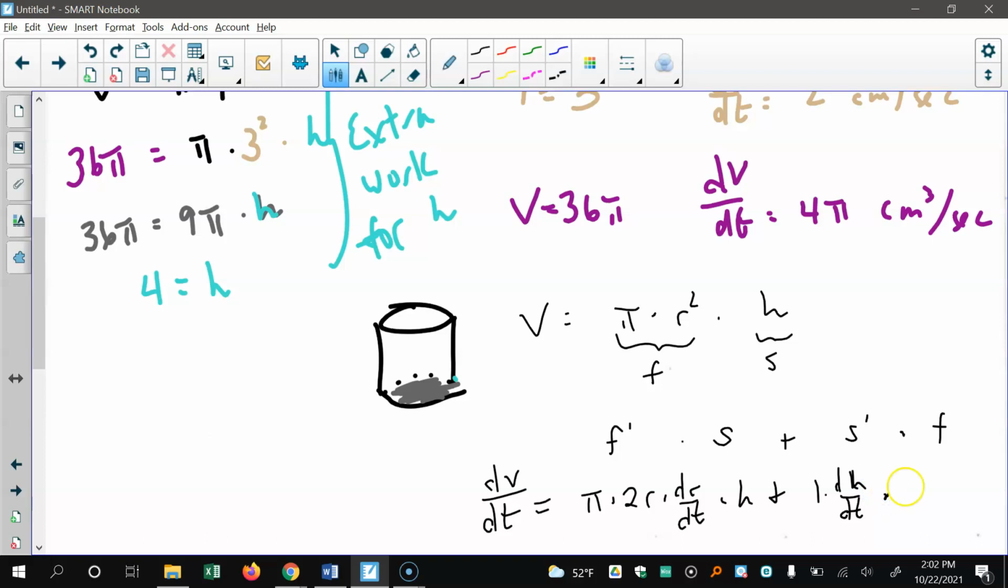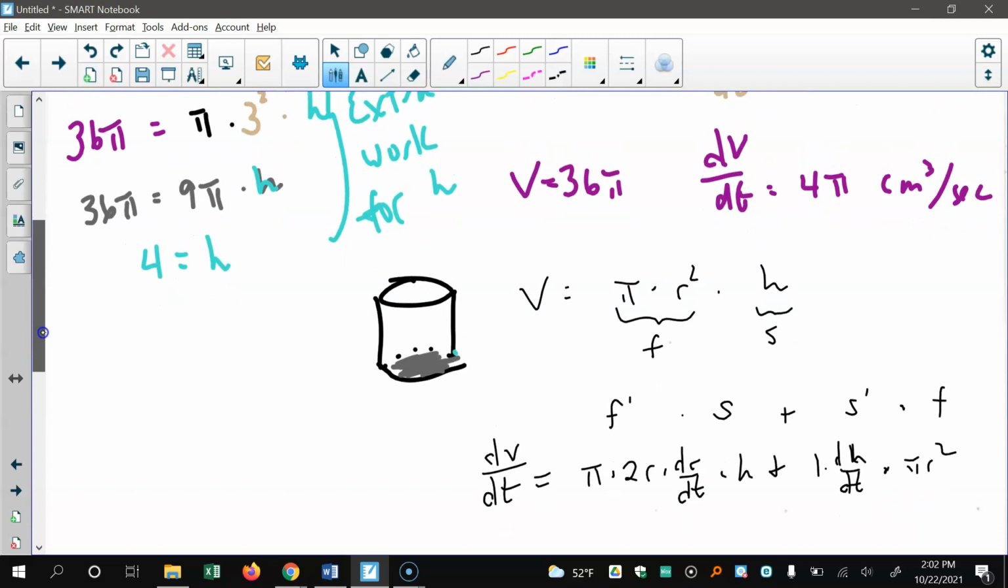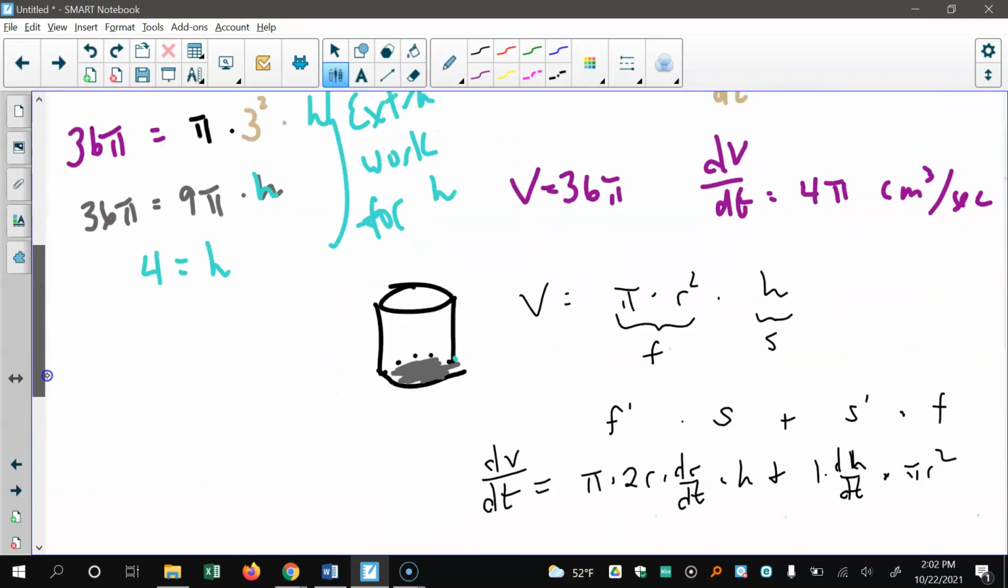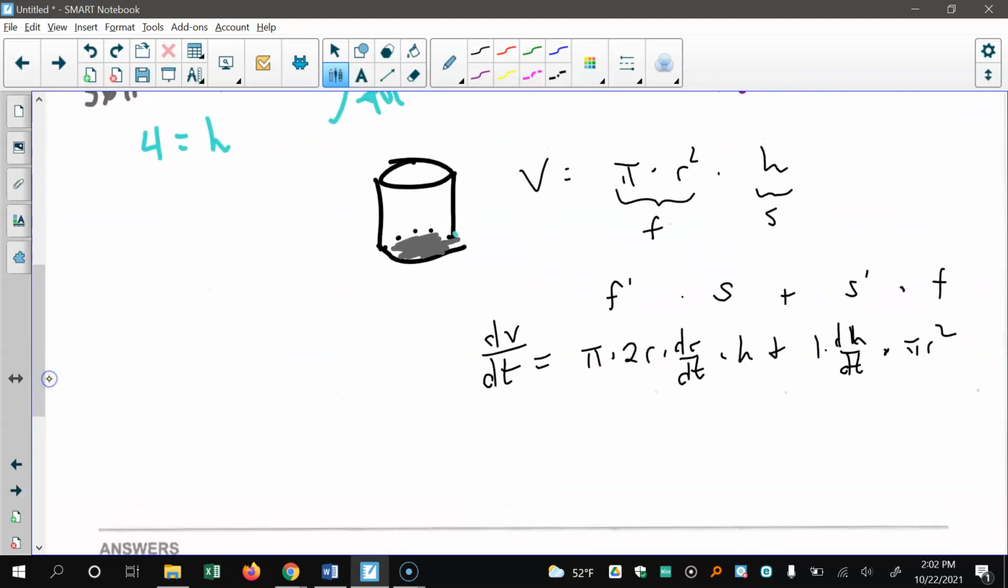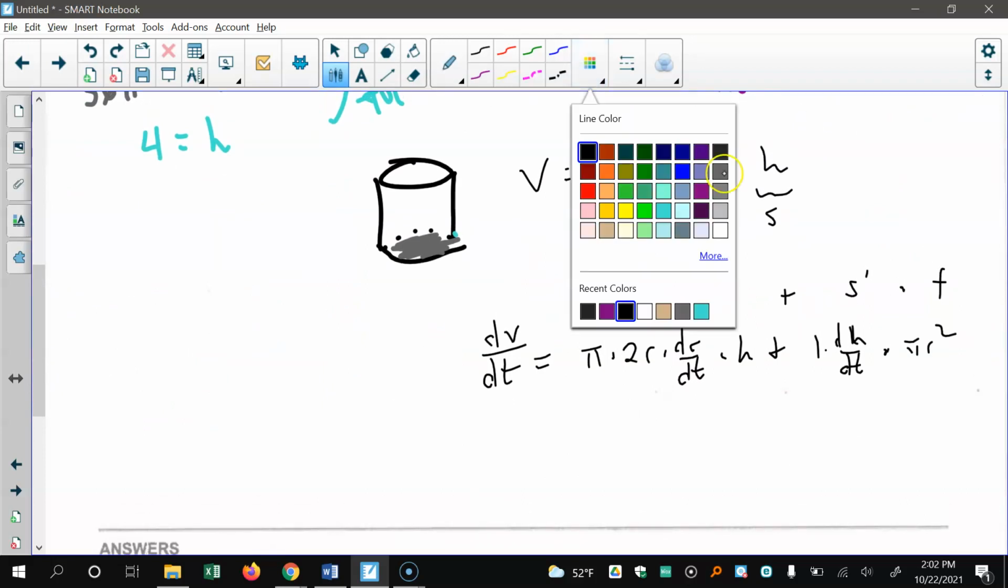And then times f, which is going to be another pi r squared. And oh man, let's plug stuff in. We look at all this stuff we could plug in. Oh, I'm so excited. I'm so excited. I just can't hide it.